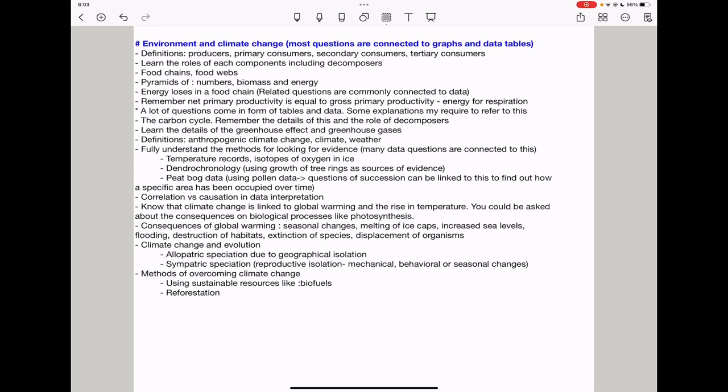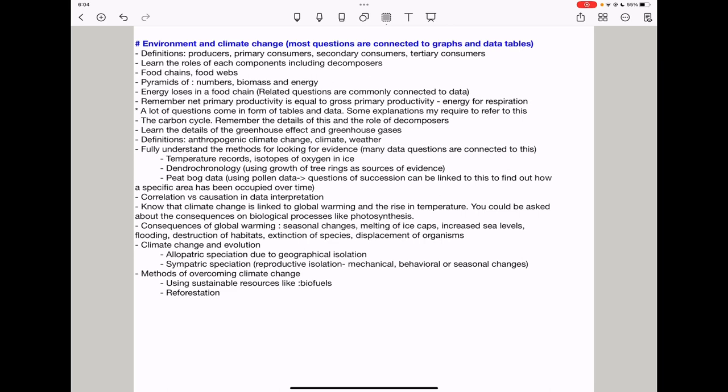Please make sure you can reason in relation to any of these in case data is given to show maybe displacement, extinction of species, movement of organisms from one area to the other, or if it's increased in relation to seasonal changes. Ensure you fully understand.